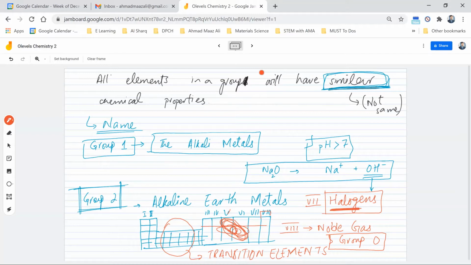Okay, so that was a general overview of all the different groups. Let's talk about each group one by one now. All right, we'll start off with group 1.